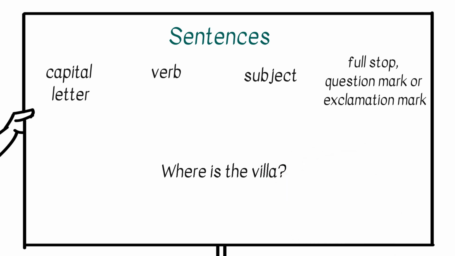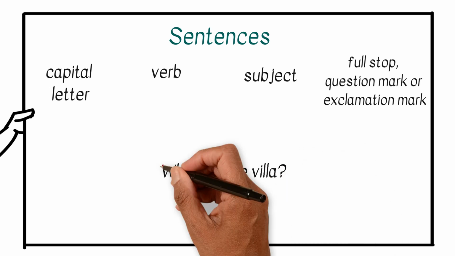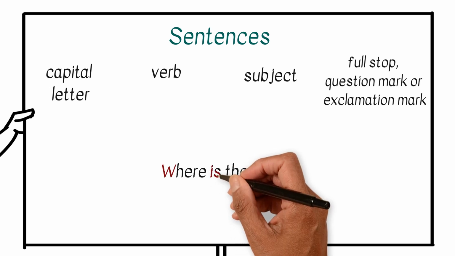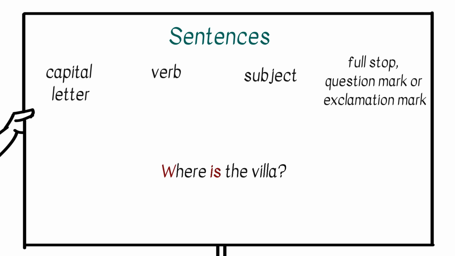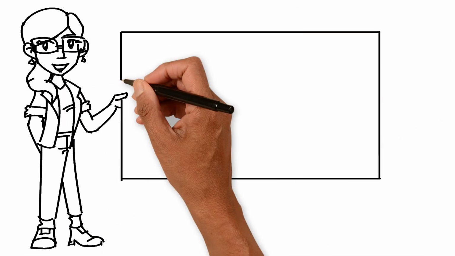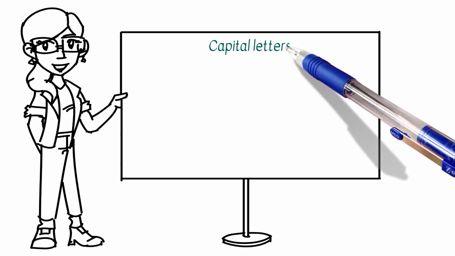Where is the villa? Okay, W is a capital letter. It's at the beginning of the sentence. The verb to be is the verb here. The subject is the villa. This is what the sentence is about. As this sentence is a question, rather than a full stop, this sentence ends with a question mark. Okay, that's enough on sentences for now. Let's move on to capital letters.